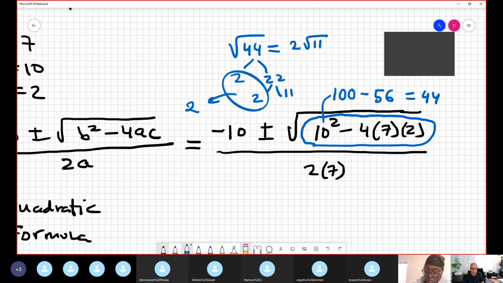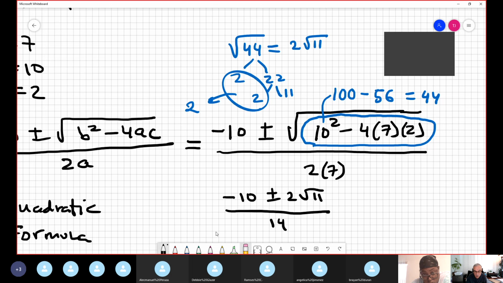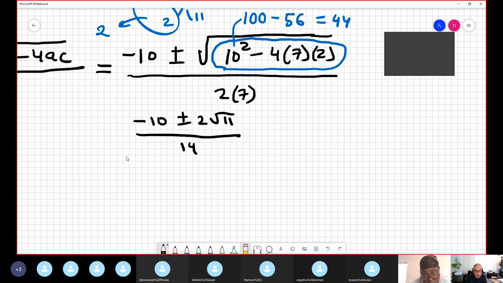And the answer is minus 10 plus or minus 2 radical 11 over 14. Can we simplify? Yes, we can. How do you know? Because 10, 2, and 14 are even numbers, so you divide top and bottom by 2, and you get negative 5 plus or minus radical 11 over 7. Boom. A more elegant final answer.